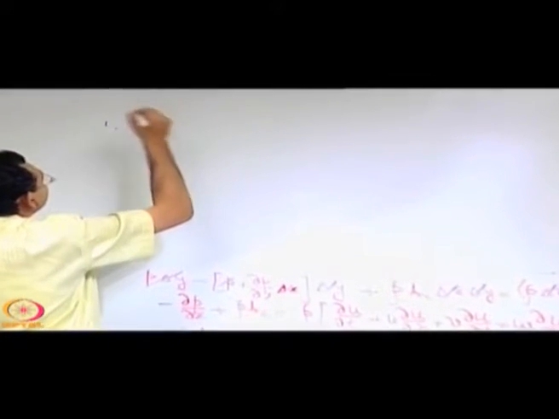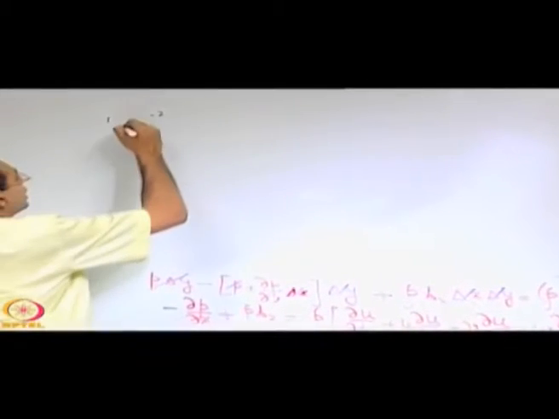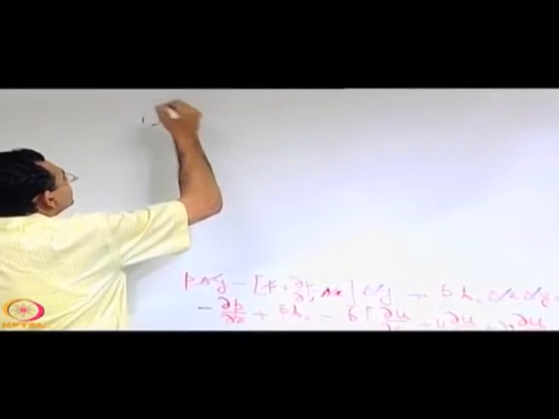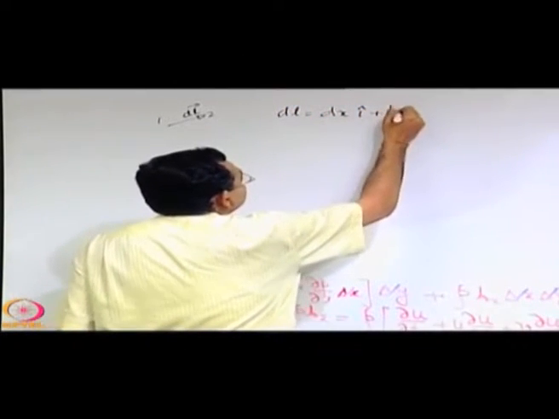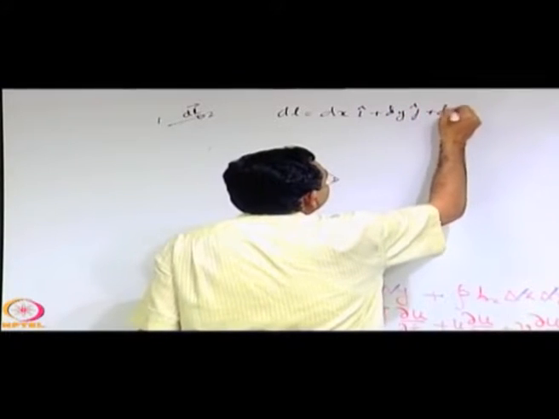Now we are interested in finding the difference in pressure between 2 points. Let us say we have 2 points, 1 and 2, which are quite close, so that they are connected by a position vector dl. dl is given by dx i plus dy j plus dz k. This is the position vector that we are looking for.